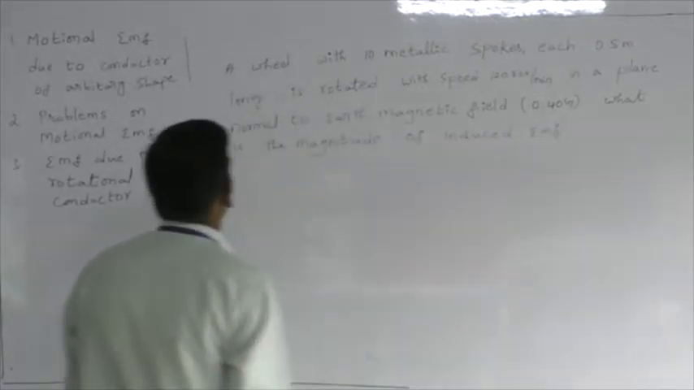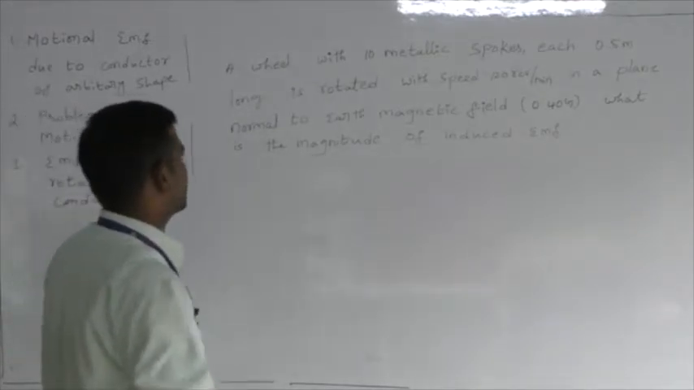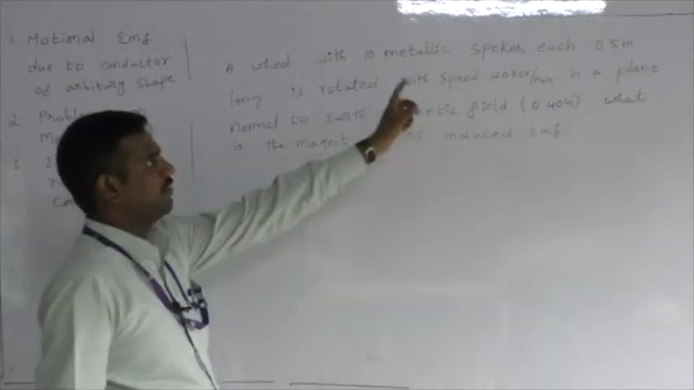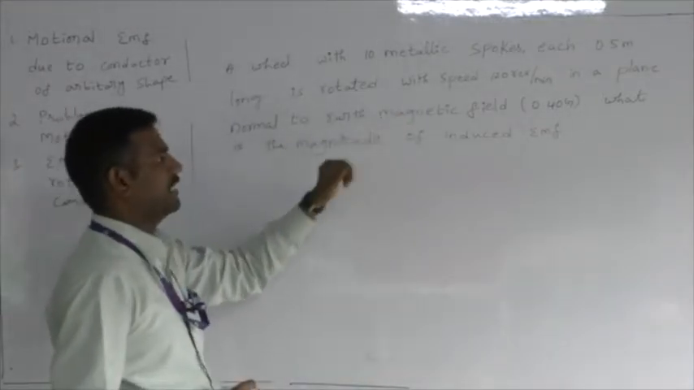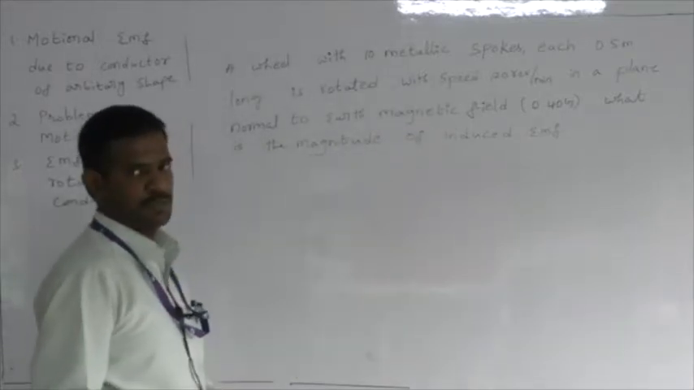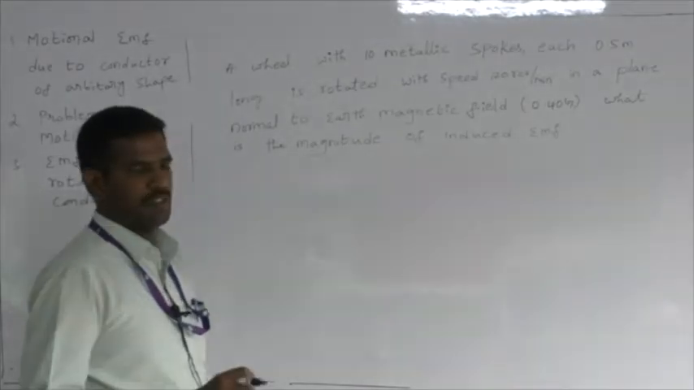Right. So look at this problem. A wheel with 10 metallic spokes, each 0.5 meters long, is rotated with a speed of 120 revolutions per minute in a plane normal to Earth's magnetic field. They have given the magnitude also, 0.40 Gauss. What is the magnitude of induced EMF that we have to find out?